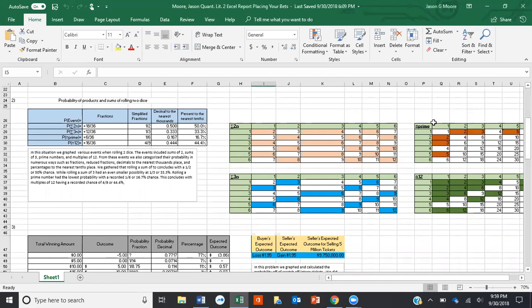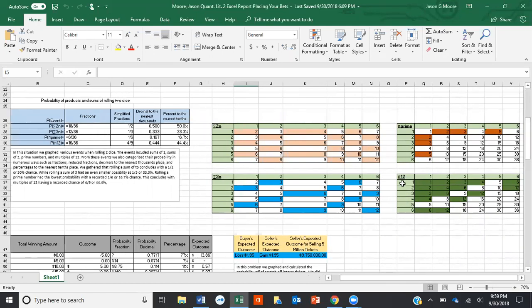Okay, and in this problem, we're going to look at products and sums of rolling two dice. We also made 4 tables, as you can see here, that all accurately depict the number of possible plays that you can get for each of those dice. We took into account sums of 2 and sums of 3, as well as prime numbers and multiples of 12.